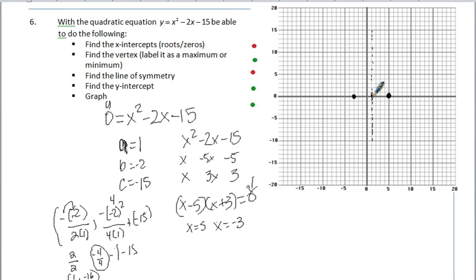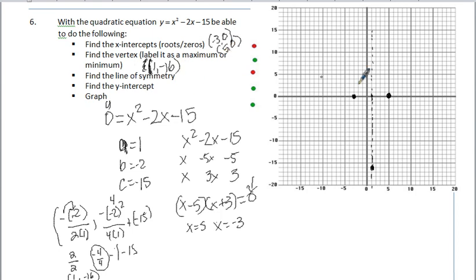So we're going to come over to 1, go down 5, 10, 15, 16, and we're going to put a point. So there's our vertex, and that's what I predicted was going to happen with our line of symmetry. So our vertex is 1, -16, sorry. And our x's, or our zeros, were -3, 0, and 5, 0.